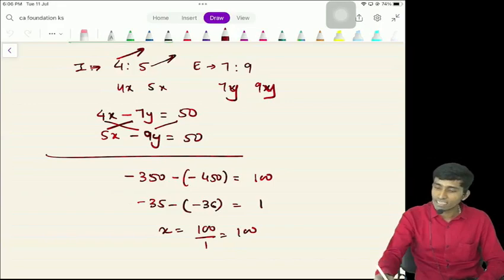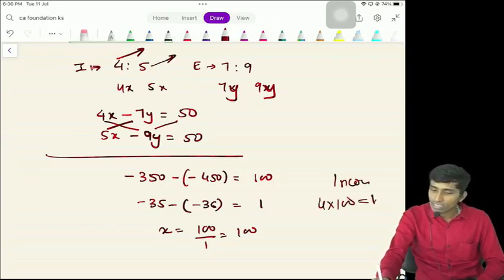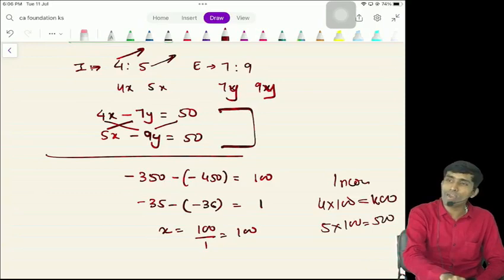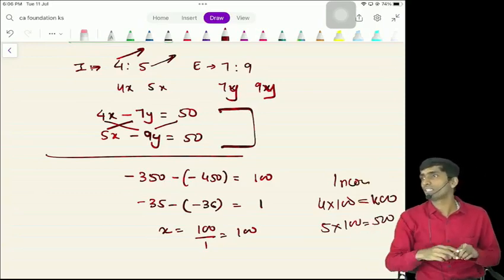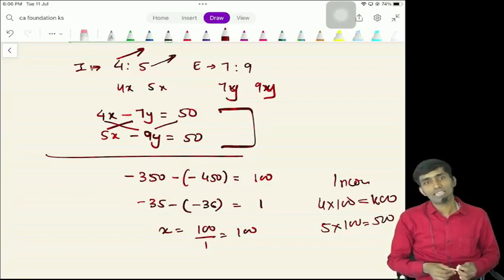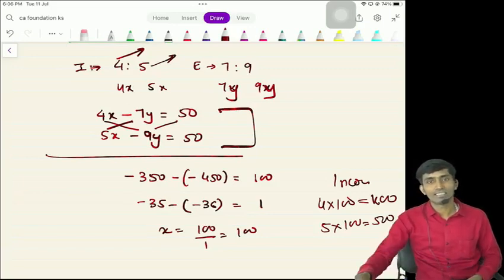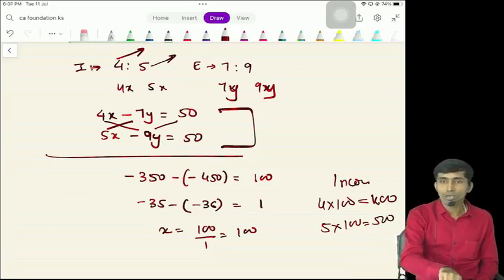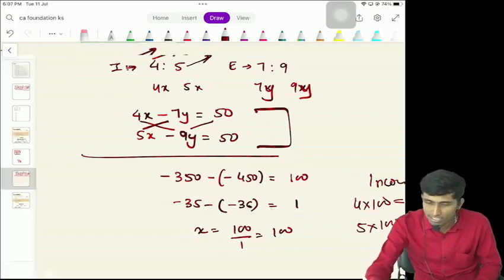Once you get 100, then 4 into 100, income is how much? 400. Same way, 5 into 100, income is 500. By this crisscross method, now you will always get the answer for X. You will never get the answer for Y. Understood? Easy? Next. This was the last sum or one more is there? One more, my favorite question, and let's go.